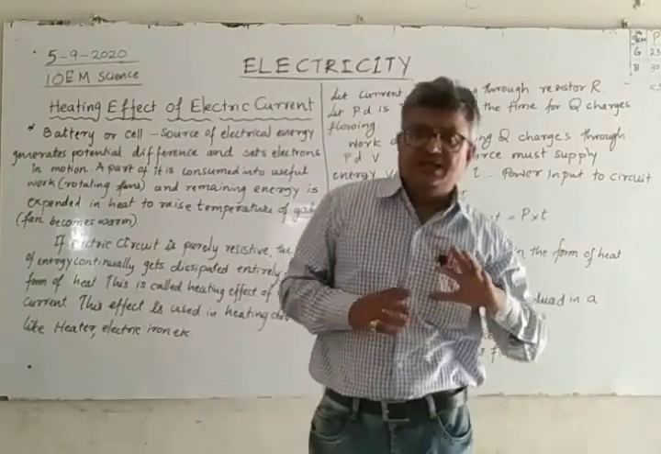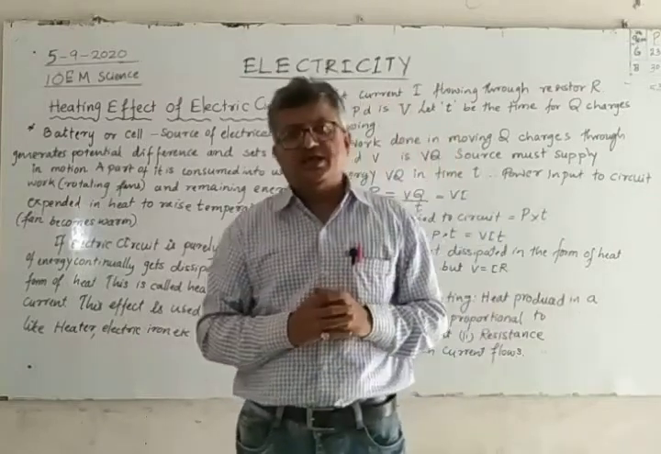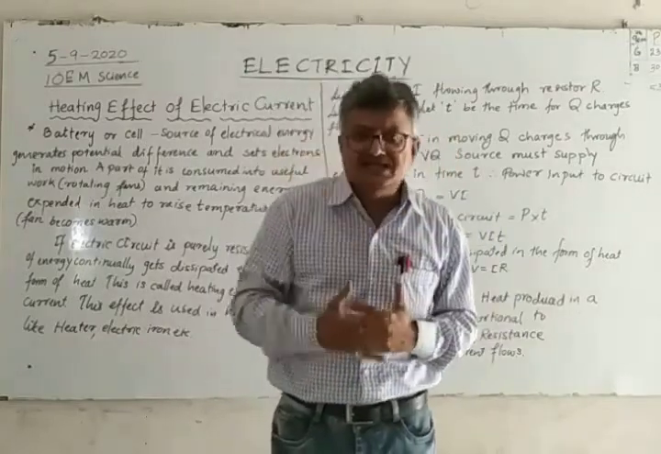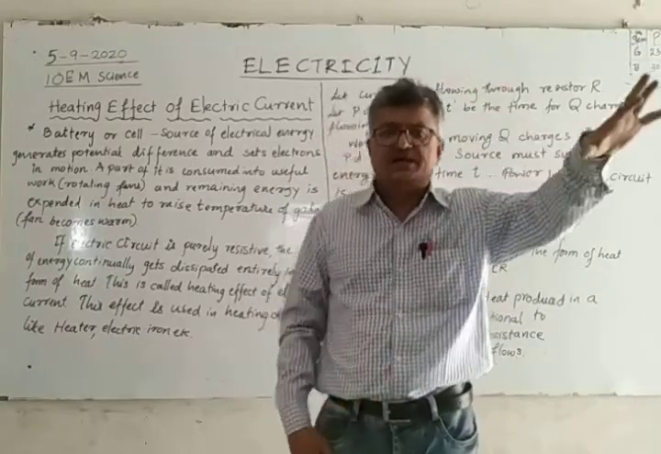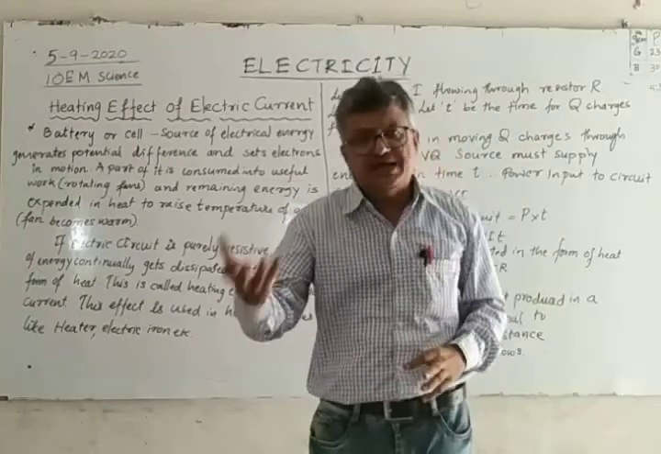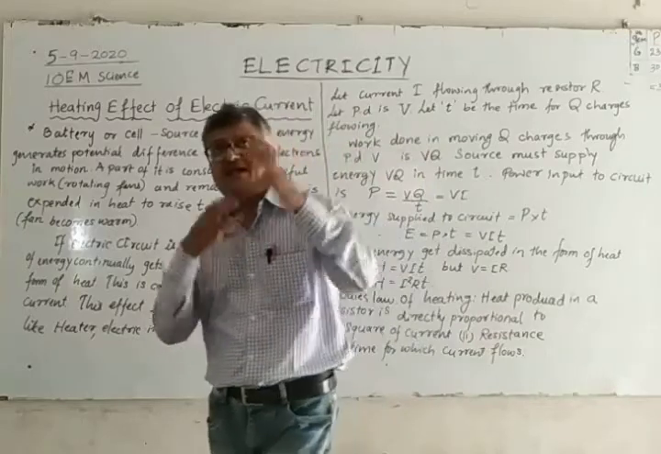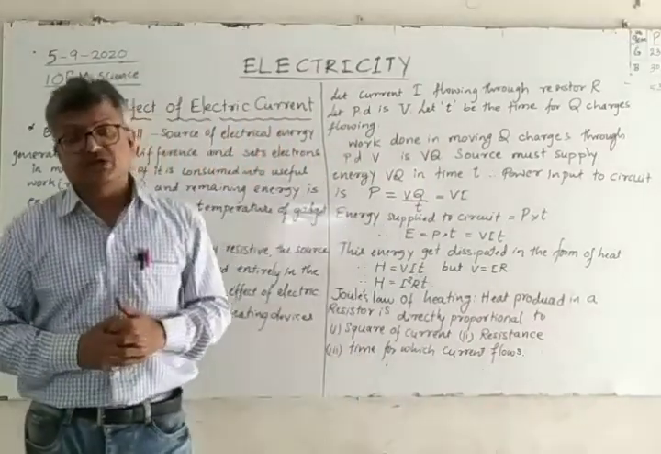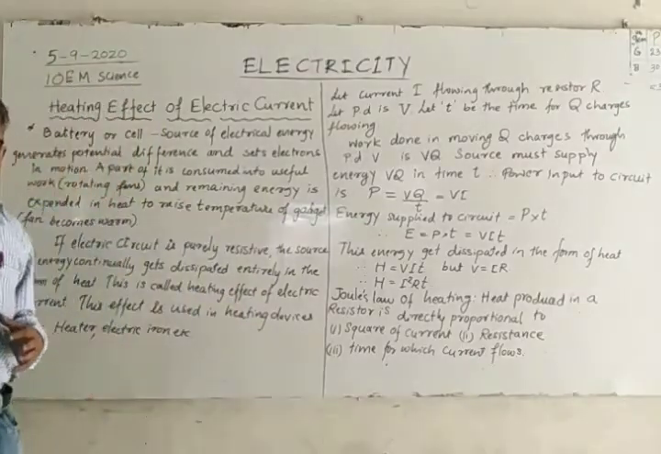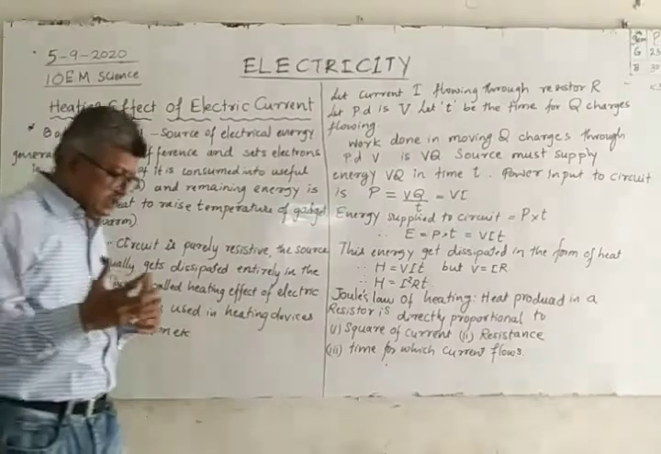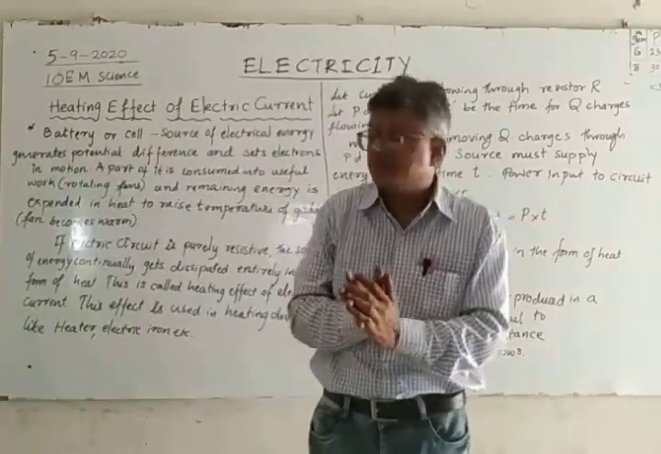If you supply potential difference or a source of energy to any device, all the energy is not converted into useful work. A part of the energy is converted into useful work and some part is converted into heat, and that heat will increase the temperature of the device. For example, if you touch a fan after it has been rotating, it will be hot, and a mixer grinder, after using it, you touch and see that it is hot.